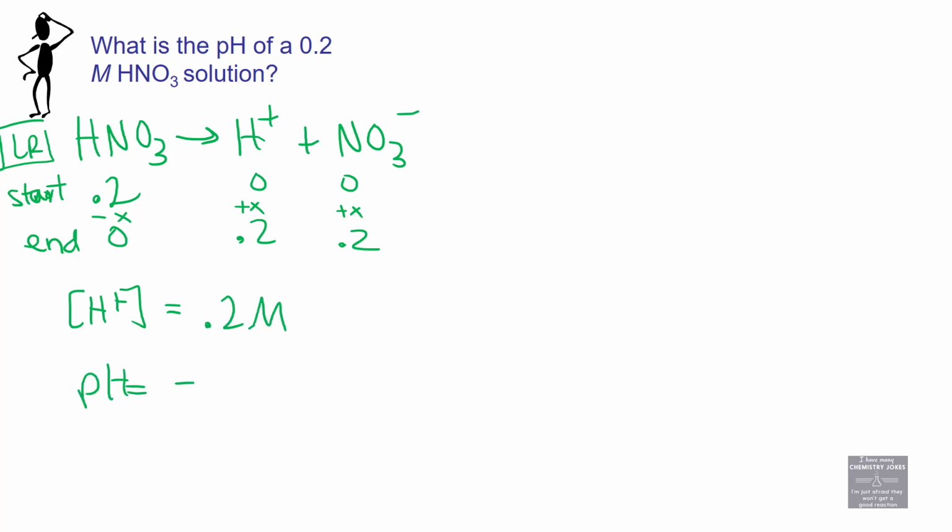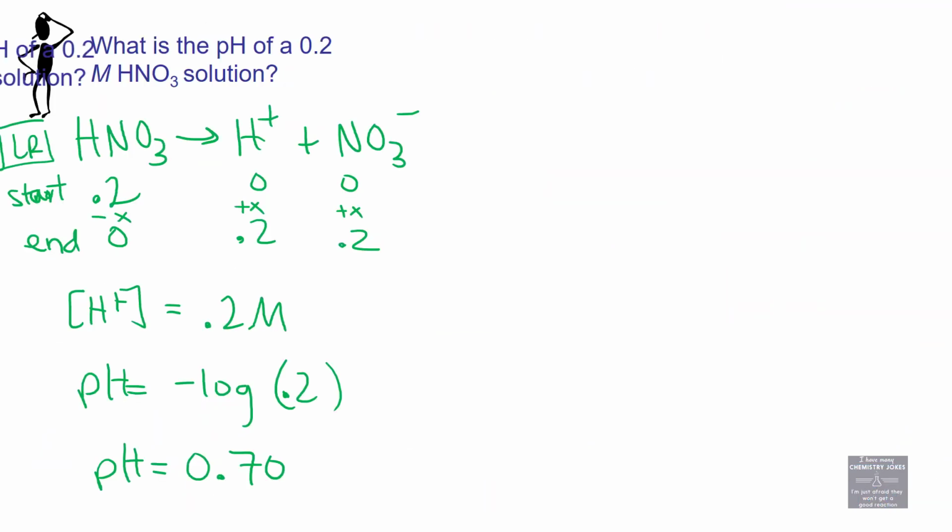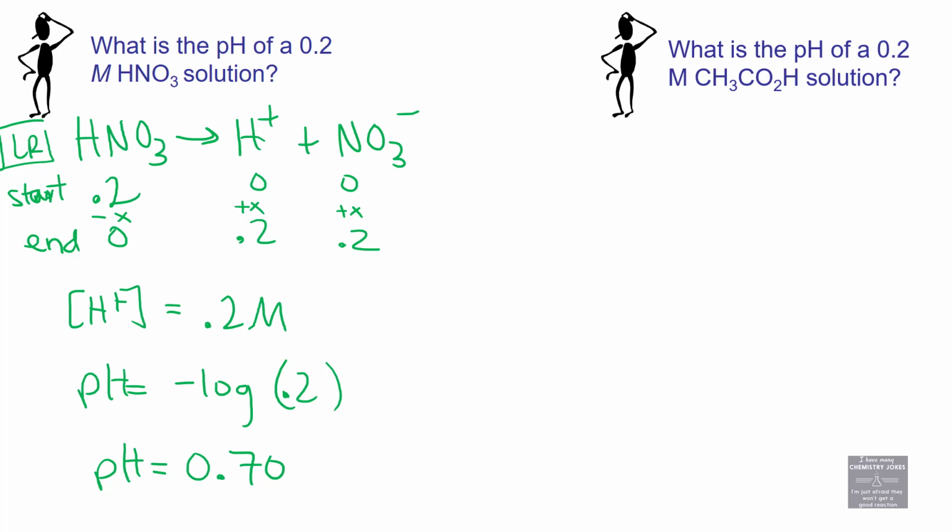So pH is negative log of 0.2 molar. pH is equal to 0.699, 0.70, sure. It should be a very small value when you're talking about a strong acid. Strong acid pHs are way down low. This weak acid back here, that's still low because it's below 7, but it's not way down low because it's a weak acid. Okay, what about the pH of a 0.2 molar acetic acid solution?